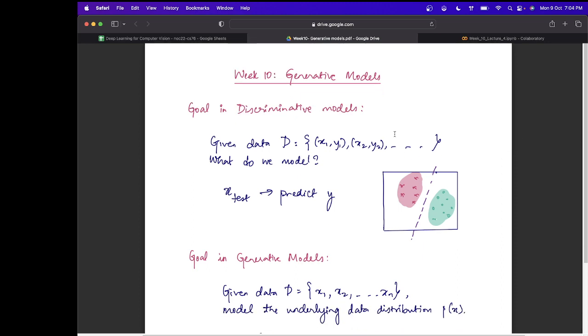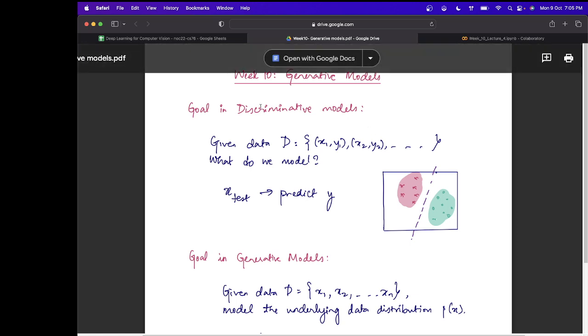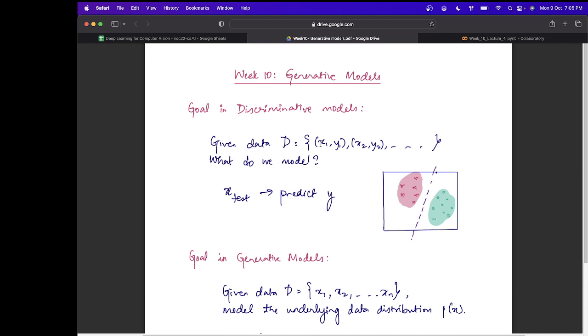Just to give an example, what would that constitute? You are given some data D with data points x1, y1, x2, y2, and so on until xn, yn, right? What do we model in both classification and regression settings? We need to learn a function from x to y, a function that can approximately generate all the y's given the x's. For that, we use the training data.